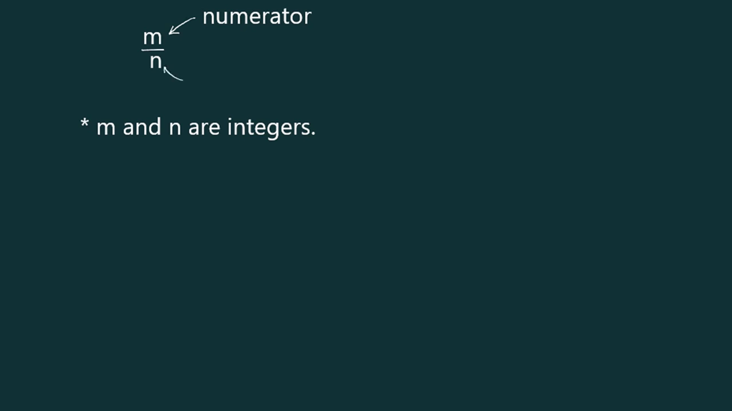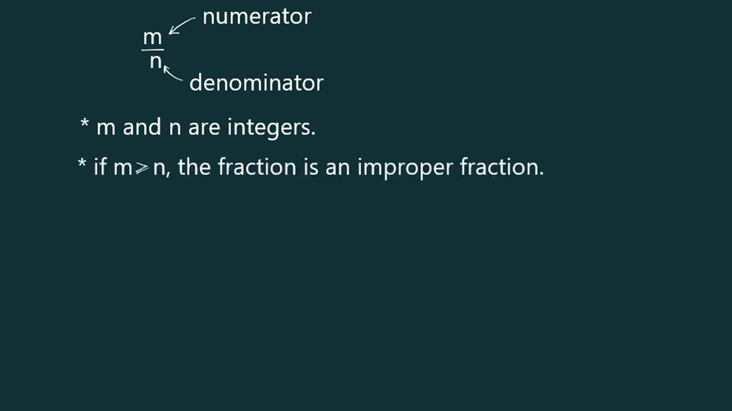So generally a fraction takes the form m over n, where m and n are integers, and we call m the numerator and n the denominator, right? And I believe that you can also recall that if m is greater than or equal to n, then the fraction is said to be an improper fraction. So we've got improper fractions like 3 over 2. That's an improper fraction because the numerator is greater than the denominator. So we call this an improper fraction.